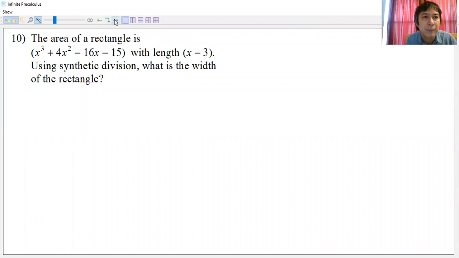The area of the rectangle is given: x cubed plus 4x squared minus 16x minus 15. You can see this polynomial is arranged degree 3, and then 2, and then 1, and then a constant. So that might be the dividend, for the area. Now, the length is x minus 3. Using synthetic division, what is the width of the rectangle?